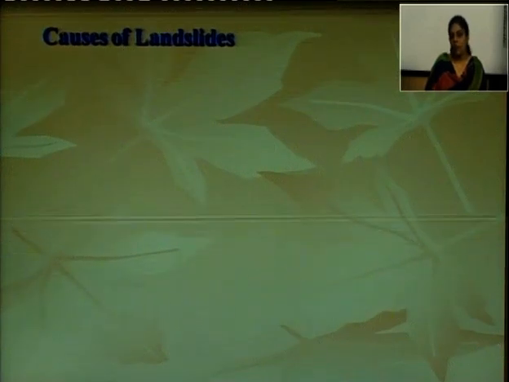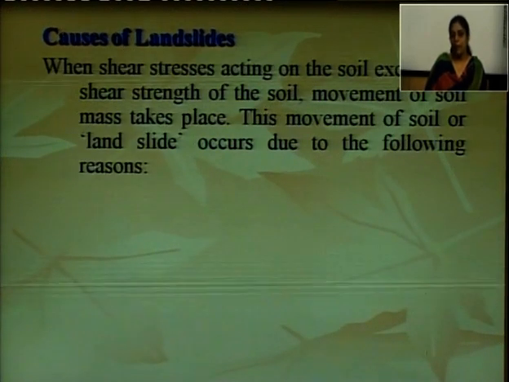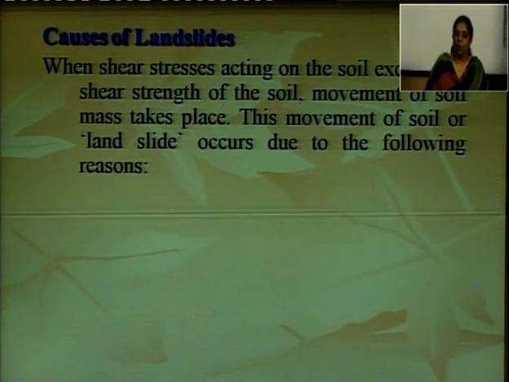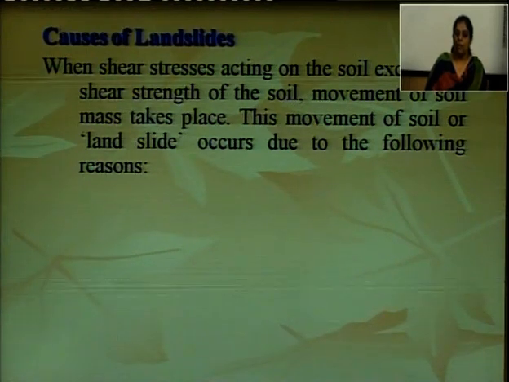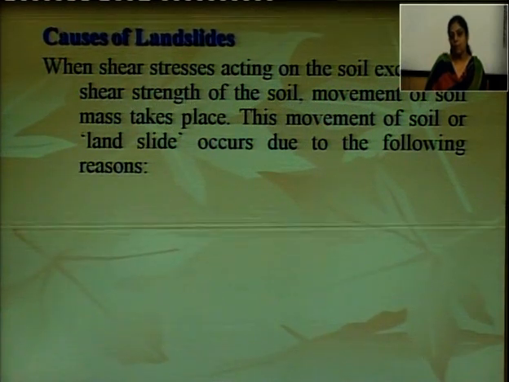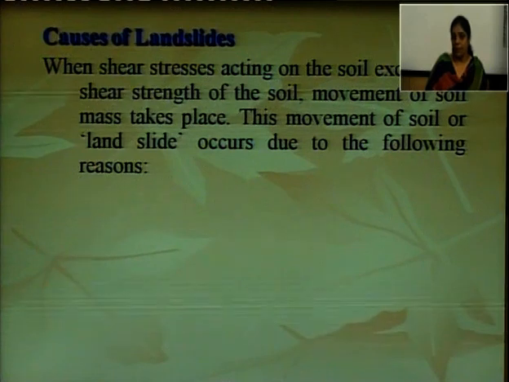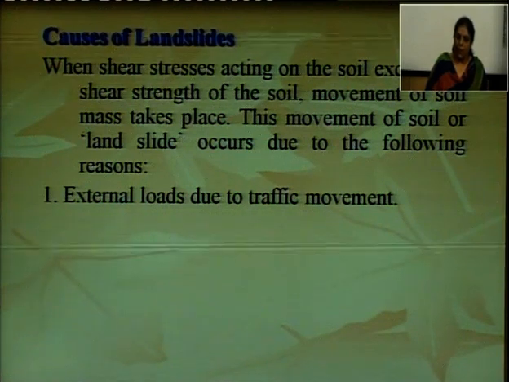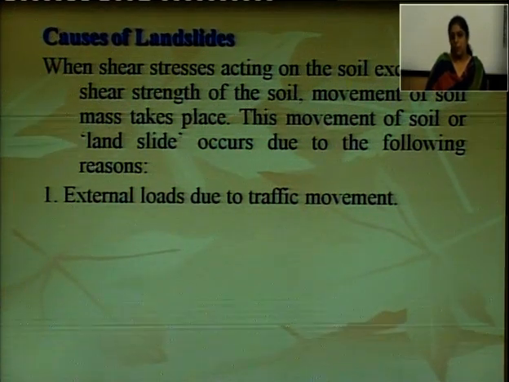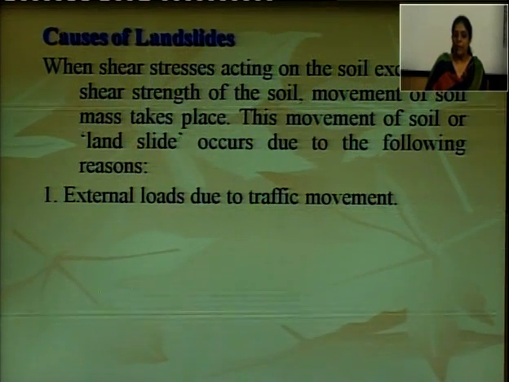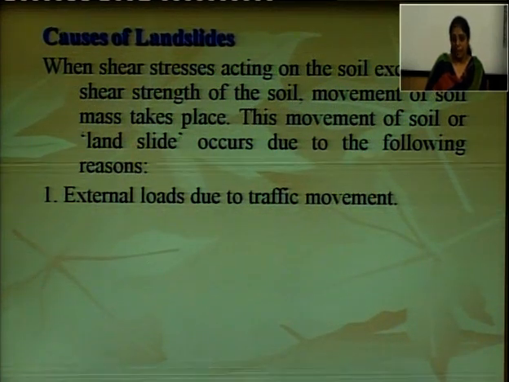Now we talk about causes of landslides. When shear stresses acting on the soil exceed the shear strength of the soil, movement of the soil mass takes place. What are the reasons of landslides? First is external loads due to traffic movements. Sometimes, due to rain water or some other reasons, the soil is loose, and the external load due to traffic movement starts the slide and causes the landslide.